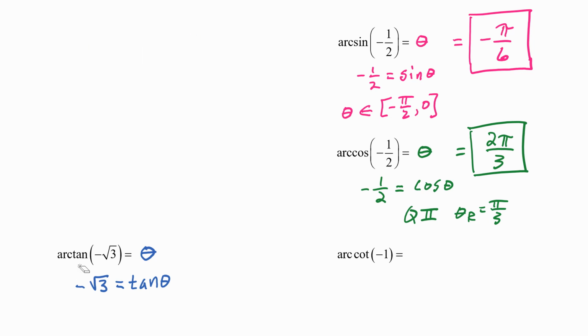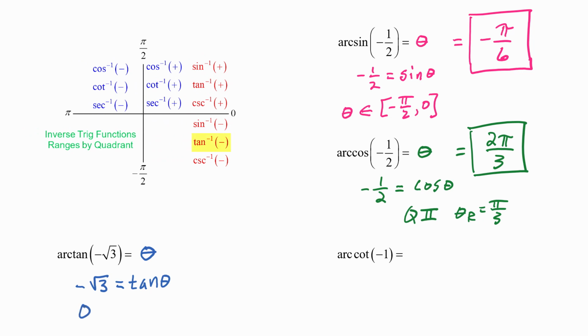Because we are taking the arctangent of a negative, we know that our angle has to be in quadrant 4, in between negative pi over 2 and 0. Our reference angle is pi over 3, so that means our angle is negative pi over 3.